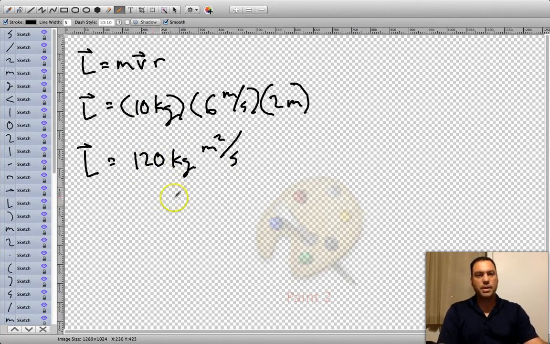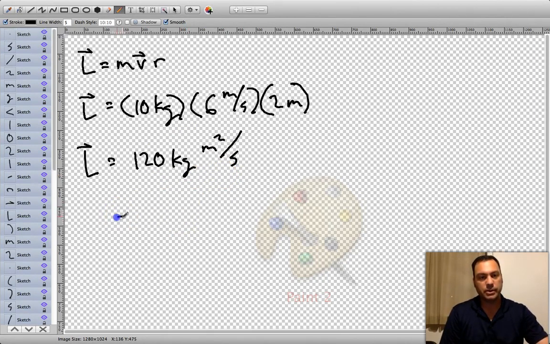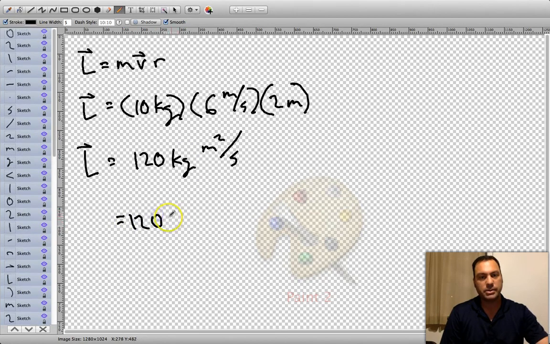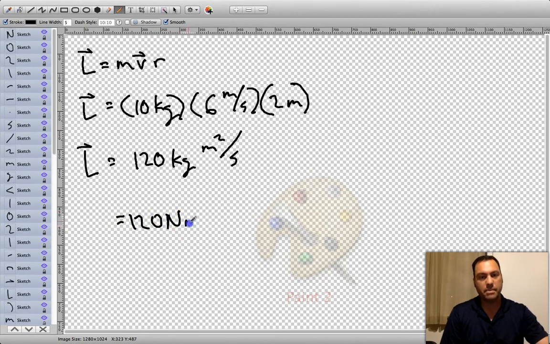All right, so you might be a little perplexed here, right? Kilogram meters squared per second. It's an unusual set of units to have, and it didn't match what we had for linear momentum. Well, it does turn out that this is in fact the right units for angular momentum. Sometimes you will see it written in the literature, slightly different, as something called the Newton meter second.